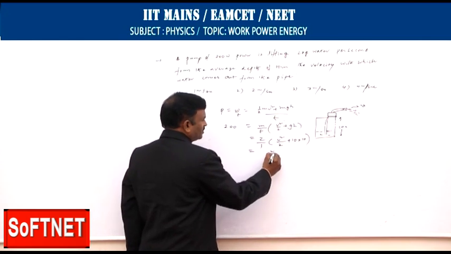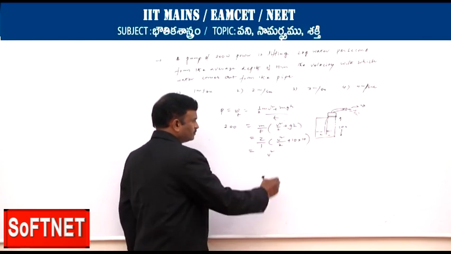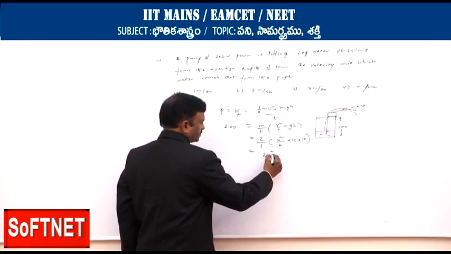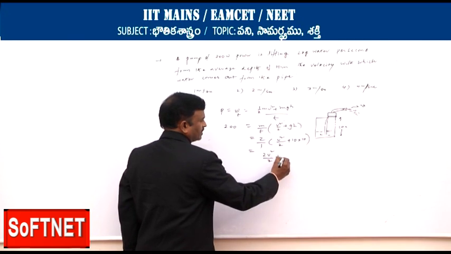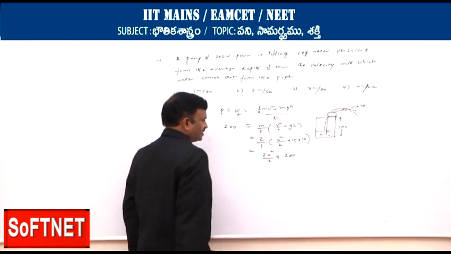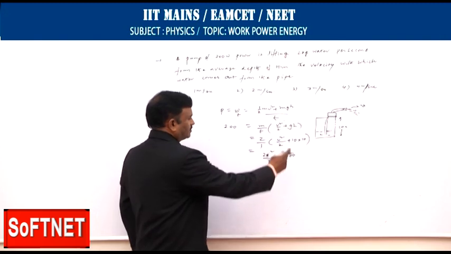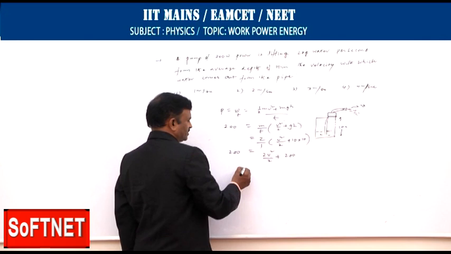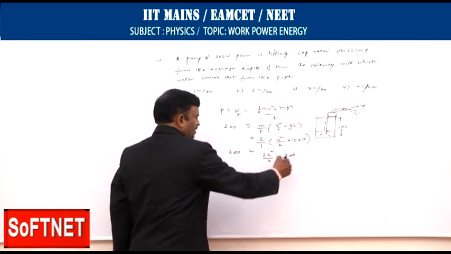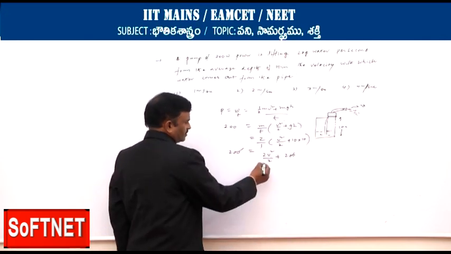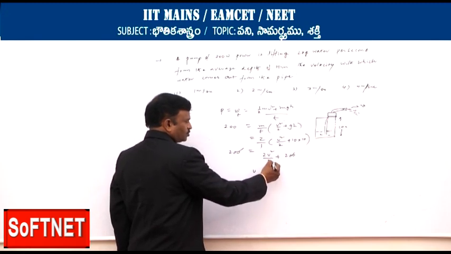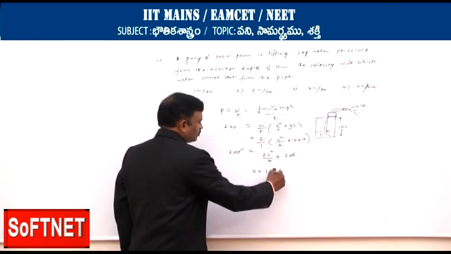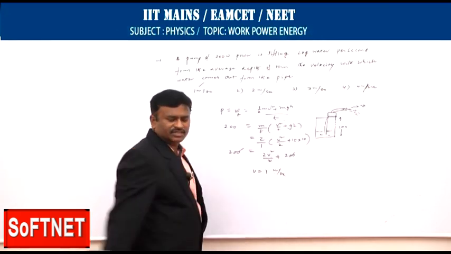Then here v square, multiplying by 2, v square by 2 plus 2 into 100, 200, is equal to 200. This 200 gets cancelled. So here 2 also gets cancelled, v is equal to 1. So v is equal to 1 meter per second, the velocity with which it is coming out.